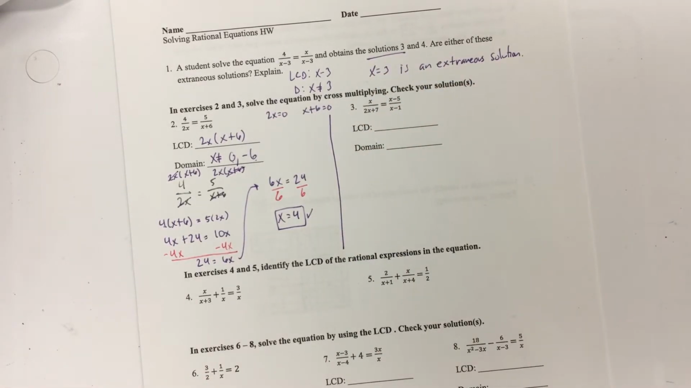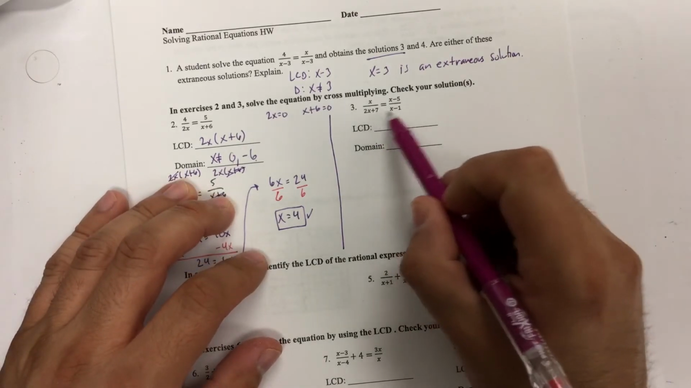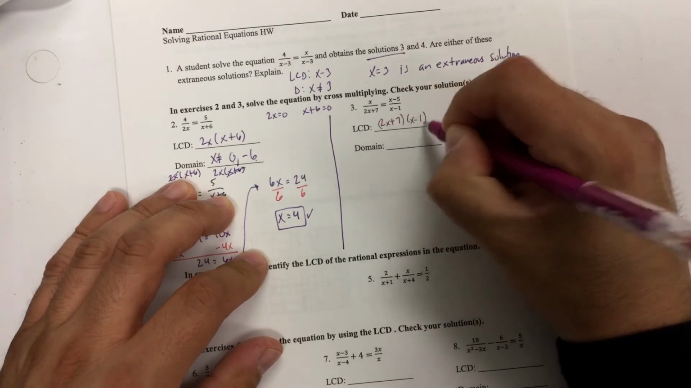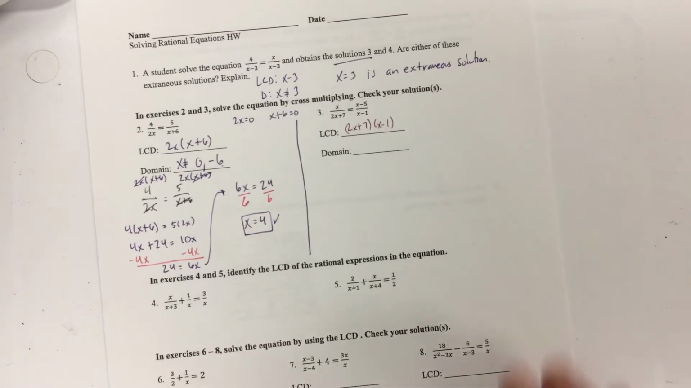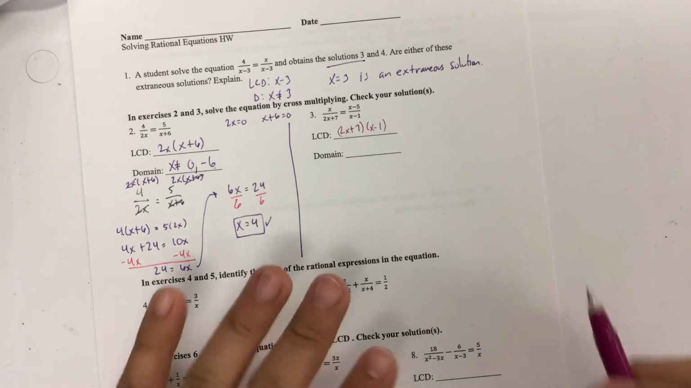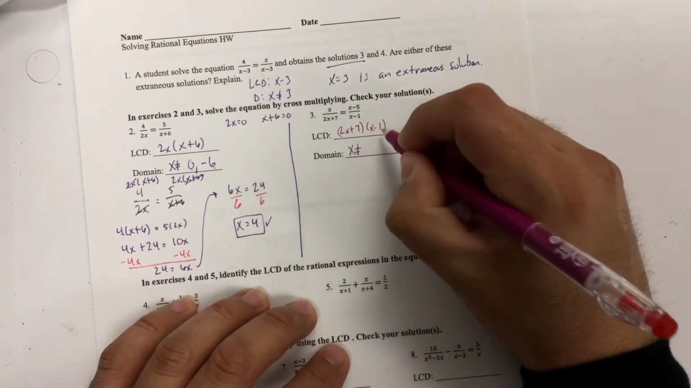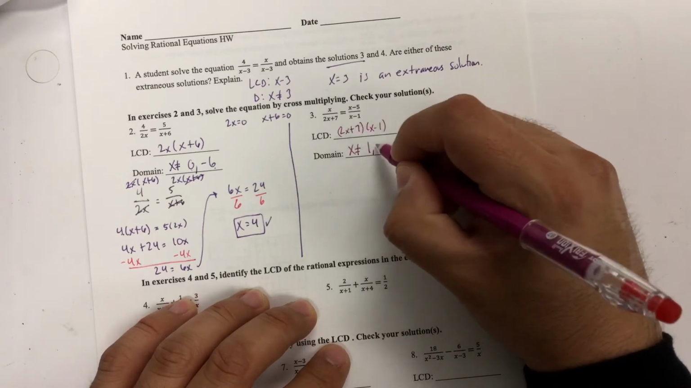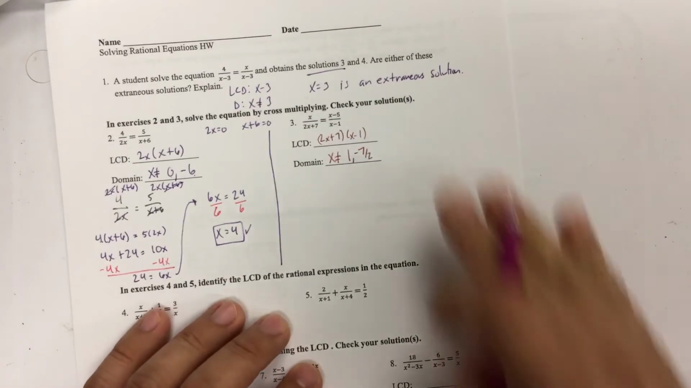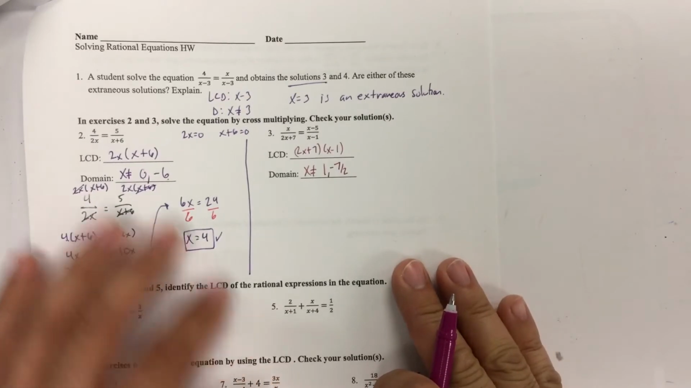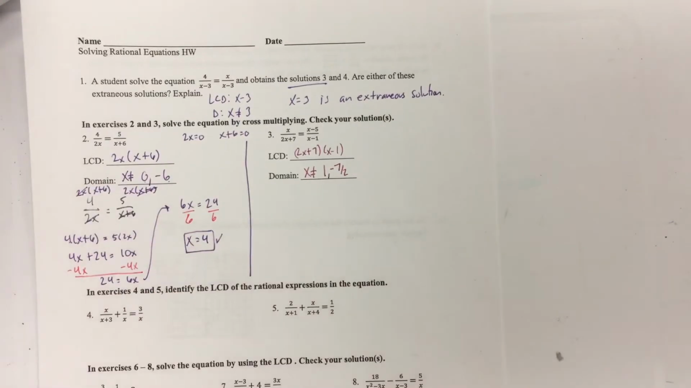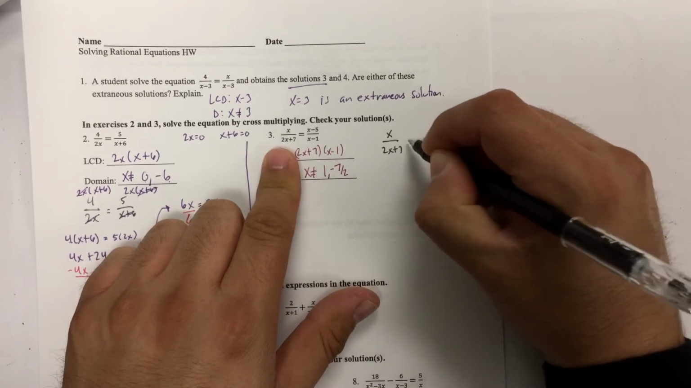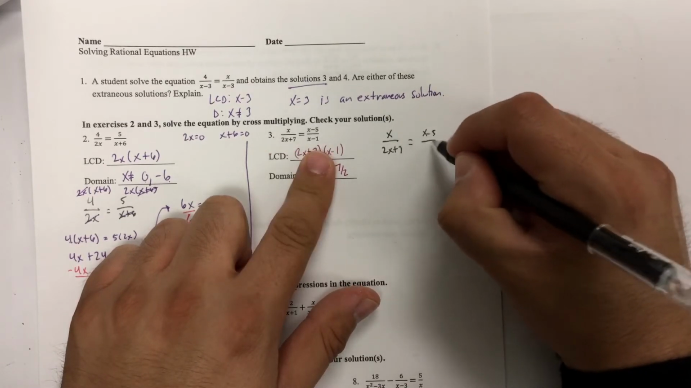For the next one, LCD, once again, they have nothing in common. So my LCD is 2x plus 7 times x minus 1. It looks like I have some room right here. Domain restrictions: x cannot equal, what makes this 0 is 1. And for this one, when you subtract 7 and divide by 2, you get negative 7 halves. I'm going to work it out right here, maybe all in a straight line. First, let's start with our equation: x divided by 2x plus 7 equals x minus 5 over x minus 1.